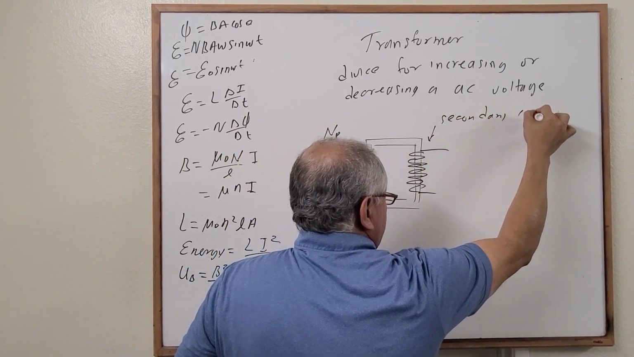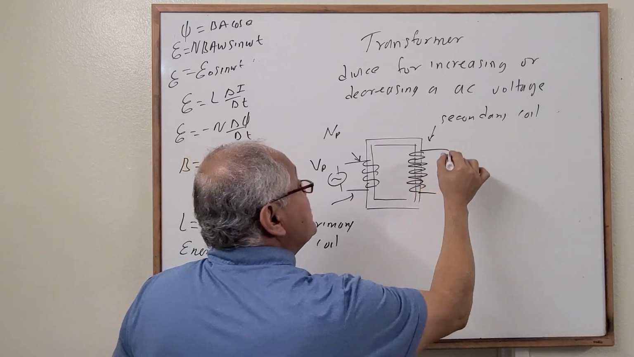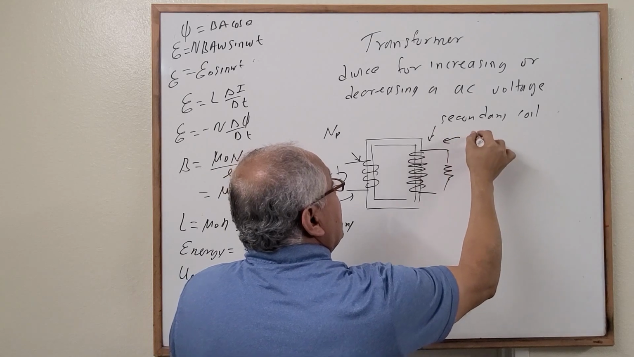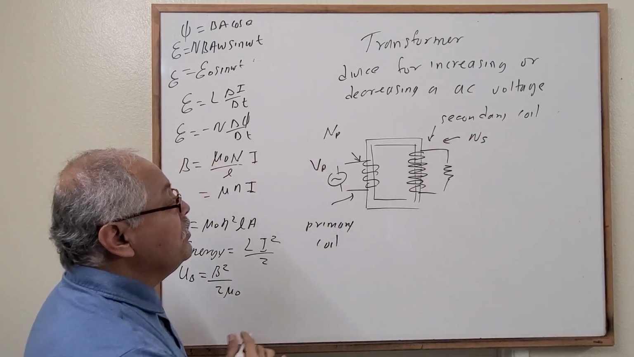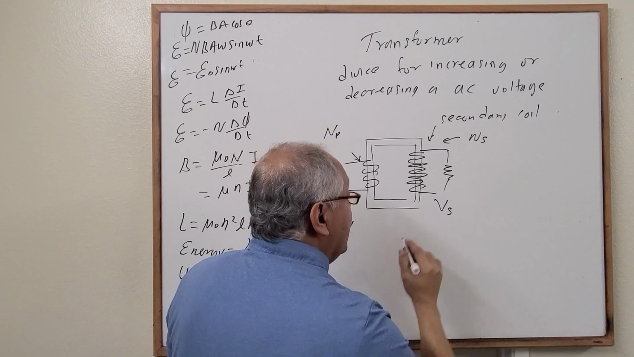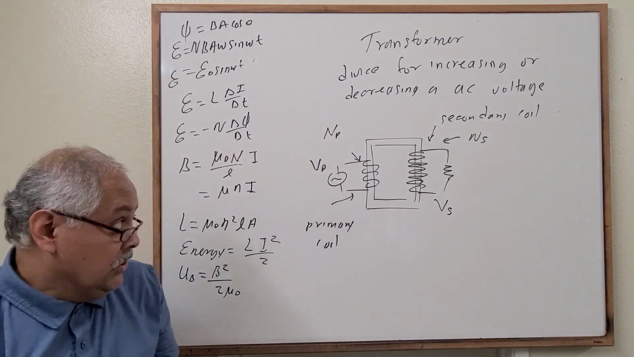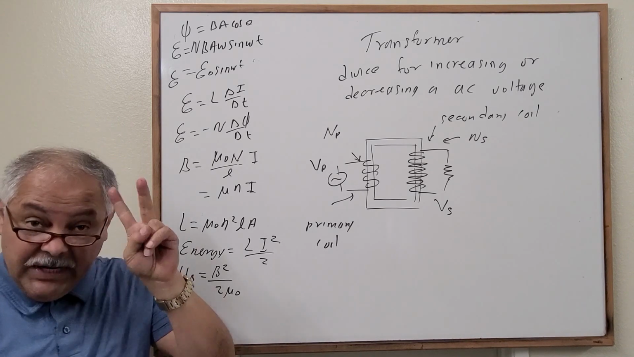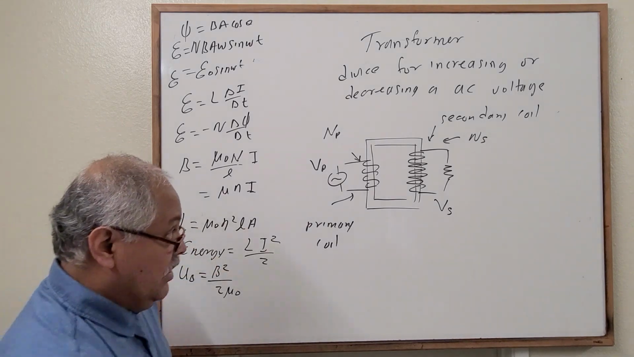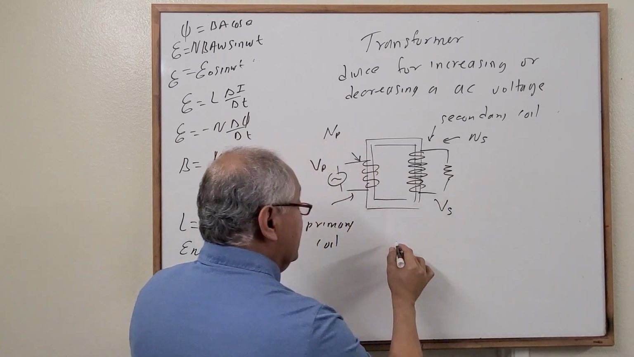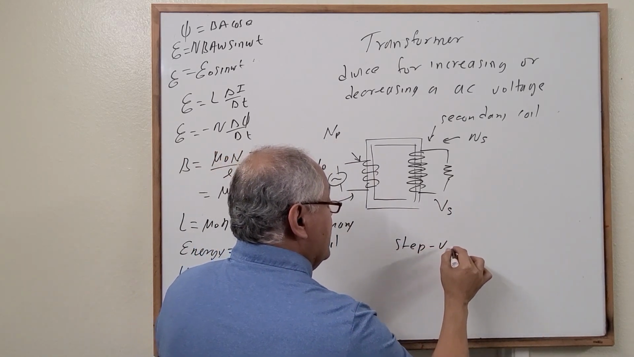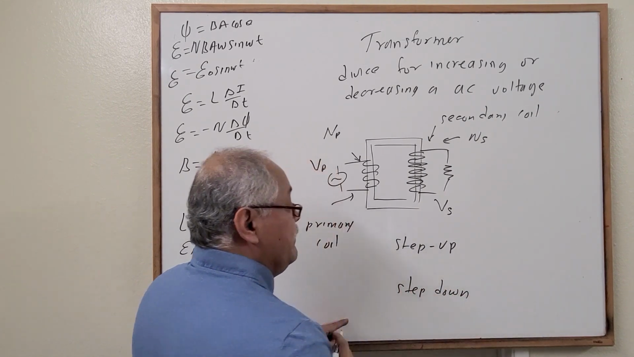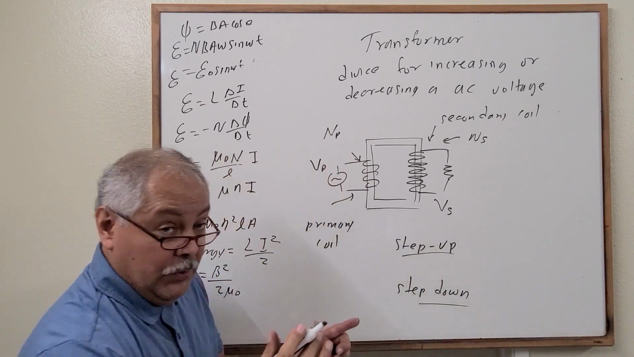Secondary coil. Perfect. And this is connected again to a circuit. And this is the number of turns in the secondary coil, and we have the secondary voltage. Okay, and this is a transformer. We have two types of transformers: the step-up transformer and the step-down transformer. The step-up, of course, increases the voltage.